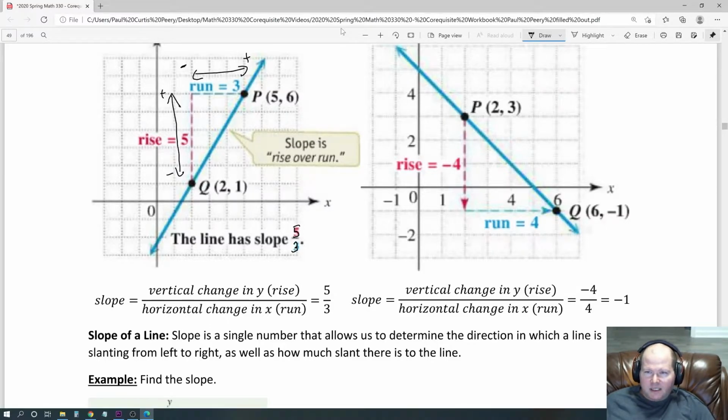Now in this case, it looks like it went down 4, which is where you get this negative 4 right here, right? Negative 4. And then it goes to the right 4, and that is a positive 4. And if we're trying to do rise over run, m is equal to rise over run, we will put the negative 4, because it went down 4, over the positive 4. Then when we reduce it, we get a negative 1.